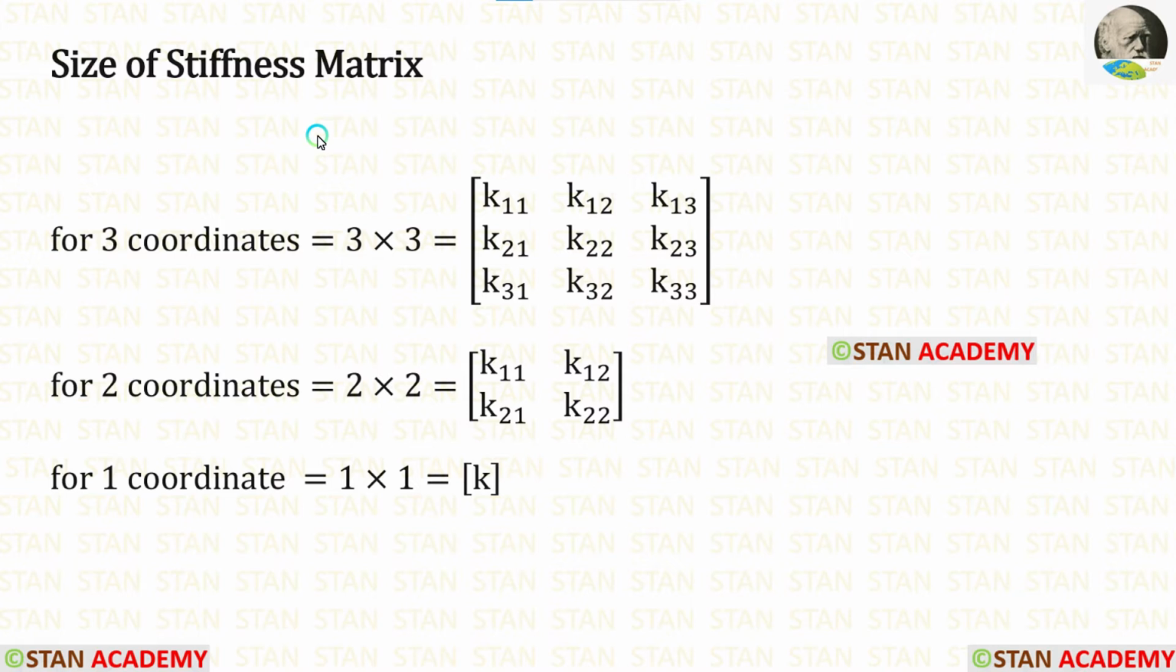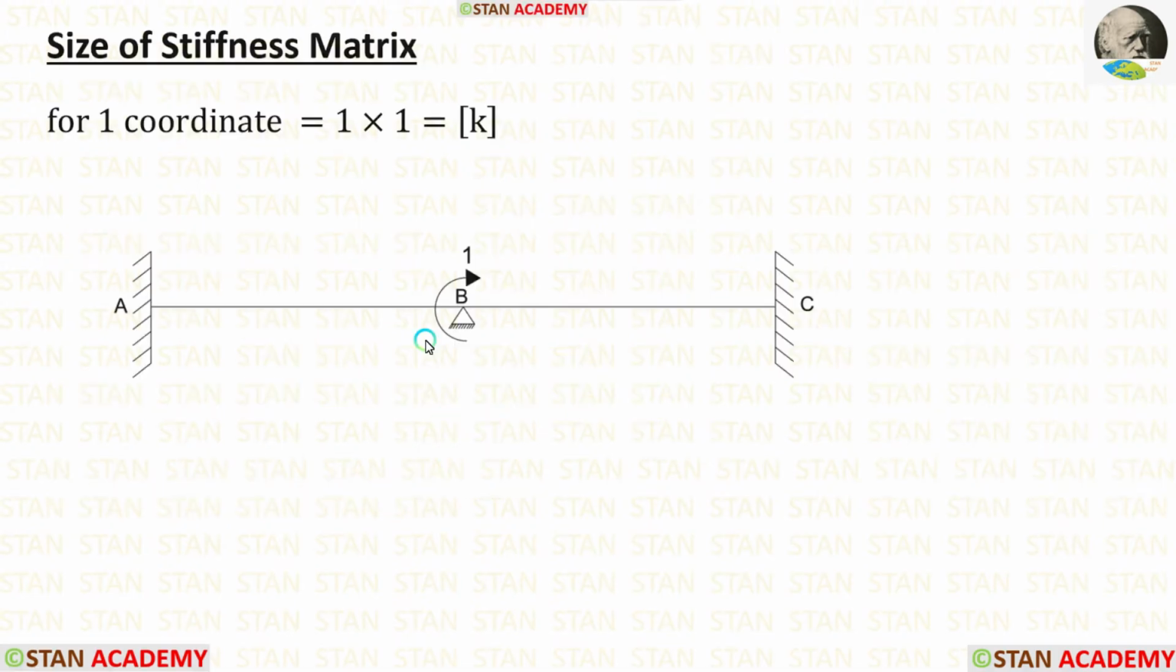Now let's see the size of the stiffness matrix. For 3 coordinates it will be 3 by 3. For 2 coordinates it will be 2 by 2. For 1 coordinate it will be 1 by 1. In this analysis we are having only one coordinate. So for 1 coordinate the size will be 1 by 1. Inside the matrix we will have only one value.